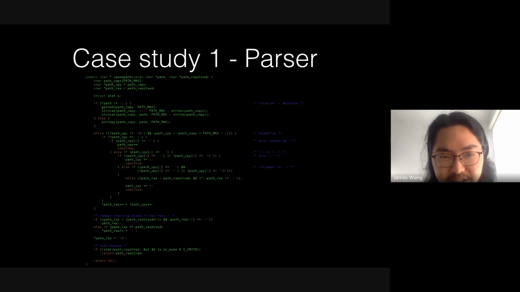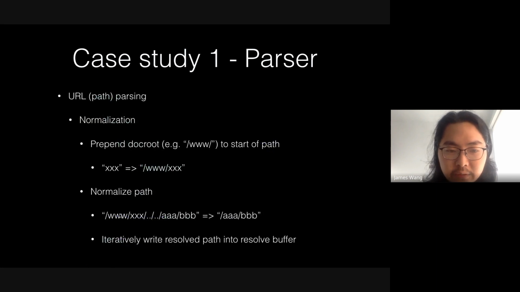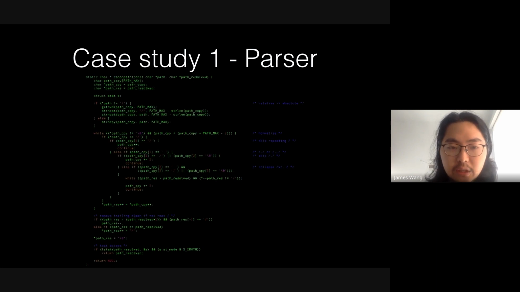For those interested, here's the code that handles the path normalization part. I think the most important part here is that we copy the path into a temporary buffer, which is path_copy, and then we try to resolve it iteratively into the destination buffer, which is path_resolved.